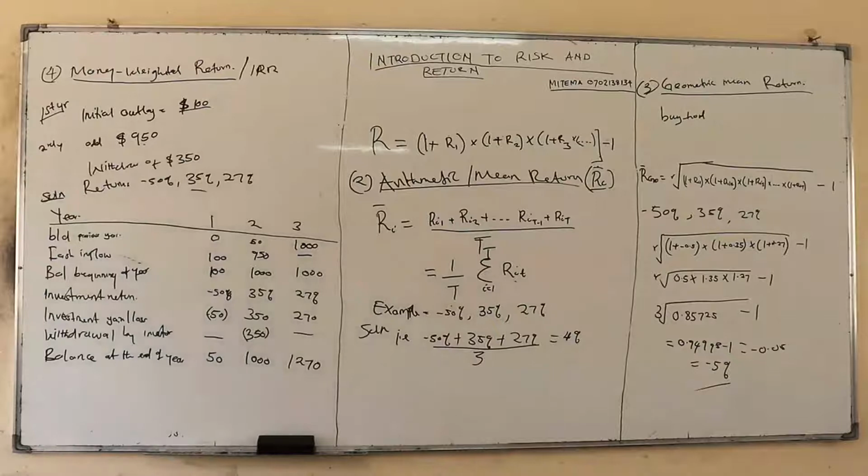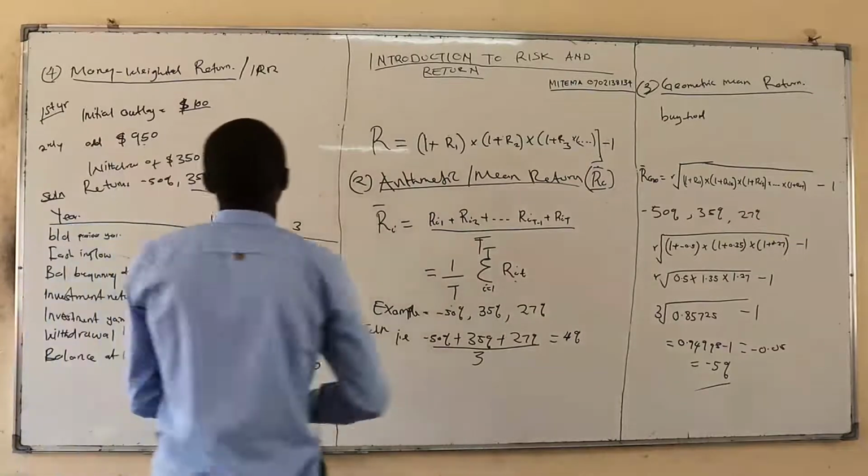So these are our cash flows. From here, we can now use these cash flows to calculate our money-weighted return, or our internal rate of return.